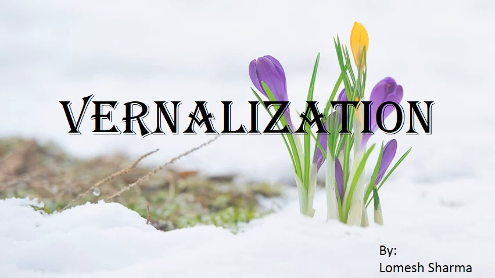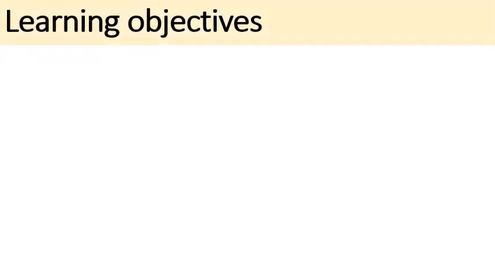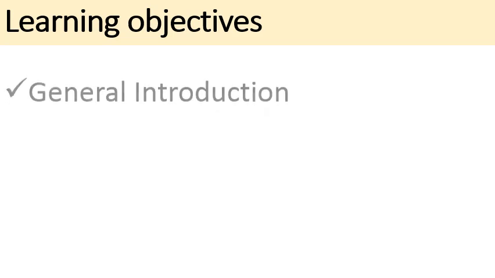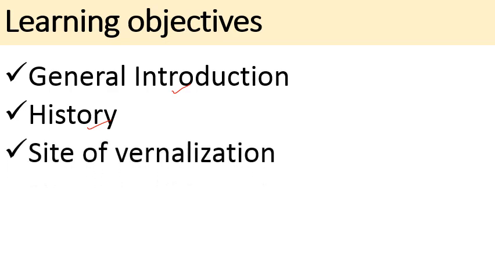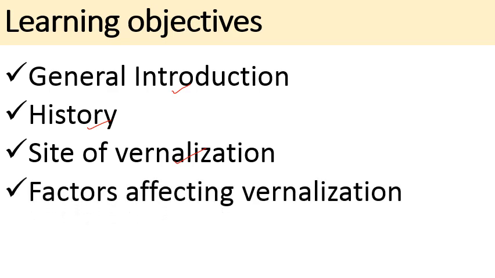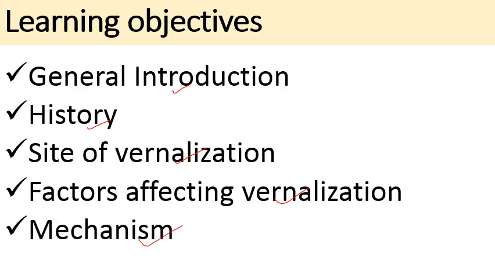So we'll discuss this process in detail. Let's start. Today's learning objectives are: we'll discuss a general introduction about vernalization, then its historical background. Then we will discuss the site of vernalization, that is, which part of the plant receives the stimulus of cold treatment or low temperature. Then we will discuss factors affecting vernalization, and finally the mechanism of vernalization.